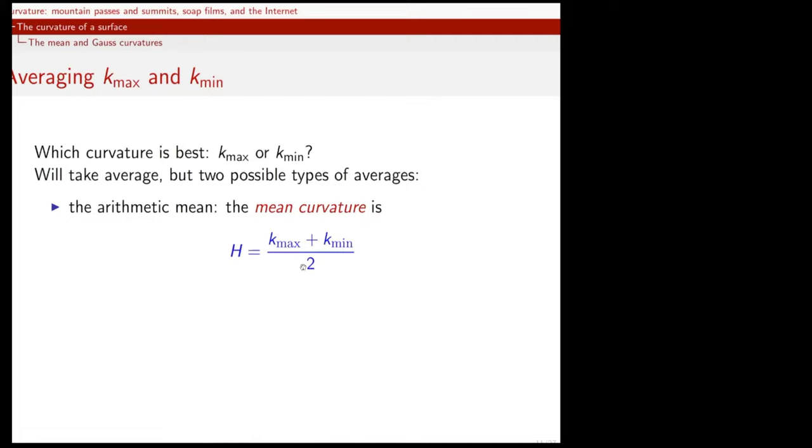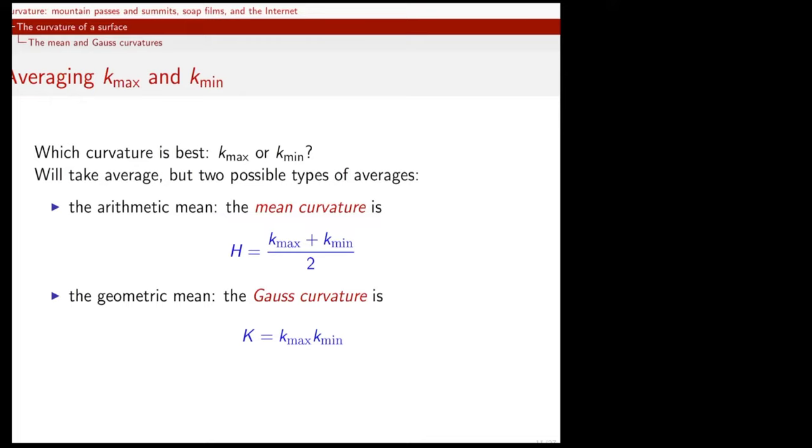Or you could take what in mathematics is called the geometric mean. And then you take the product. Actually, to get the geometric mean, what you take is the square root of the product. But here I just take the product, and that has a name. That's the Gauss curvature, named after the famous mathematician, physicist, and genius of all types, Gauss, in the early 19th century.